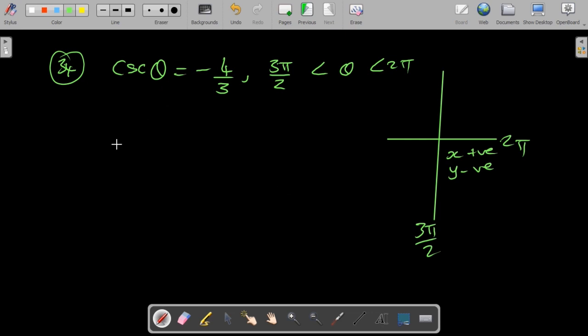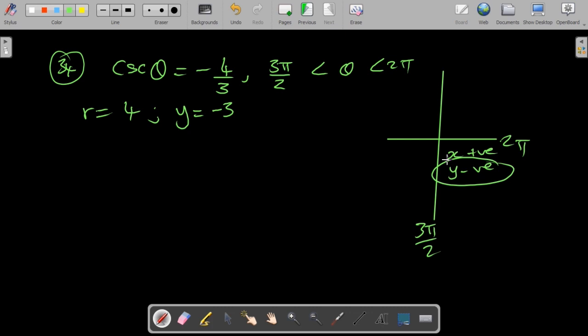Remember that cosec is the reciprocal of sine. And if it is the reciprocal of sine, and sine is y over r, then this is r over y. You can directly extract that r is 4 because it can't be negative, and y is -3. And that checks out because our y is expected to be negative.